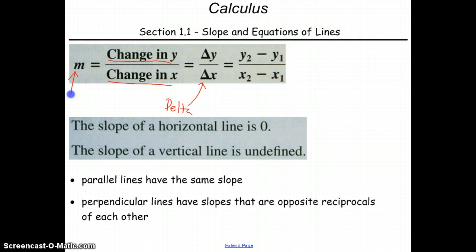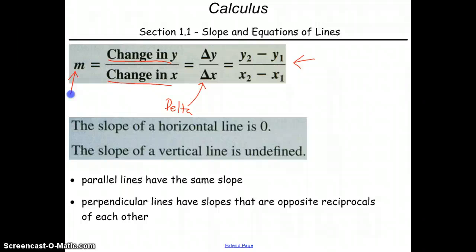It's just the change in the y values divided by the change in the x values. So delta y over delta x. And then this fraction here, everybody should know that one: difference in the y's divided by difference in the x's. All right, so some other things. The slope of a horizontal line is 0. The slope of a vertical line is undefined. Undefined means there is no value for it, and we just say it's an undefined slope.